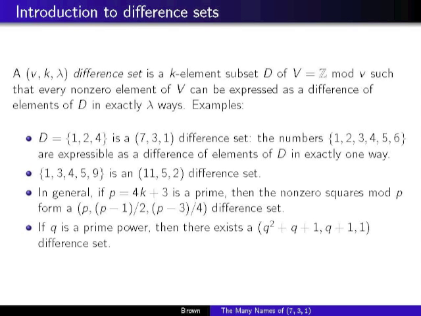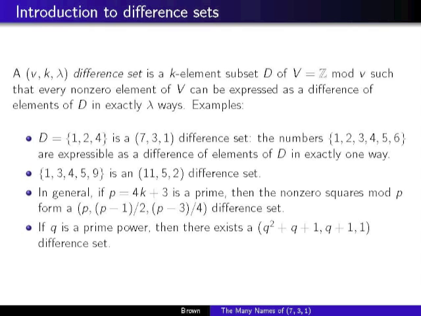If you look at 1, 2, and 4, what are the differences? Well, there's 1 minus 2, 1 minus 4, and 2 minus 4. And if you take those numbers and reduce them mod 7, you find the least positive remainder of those: 1 minus 2 is the same as 6, 1 minus 4 is 4, and 2 minus 4 is 5. So we've got those.